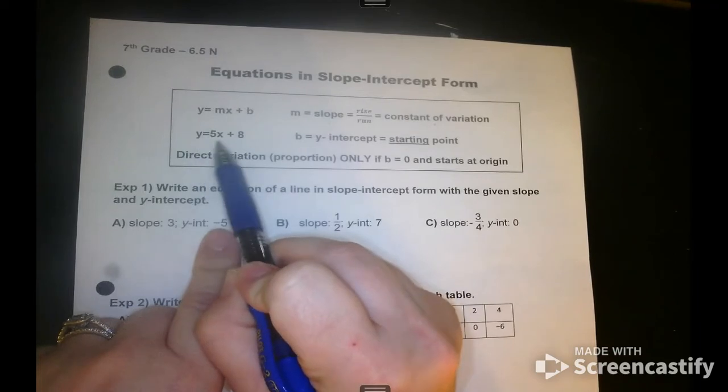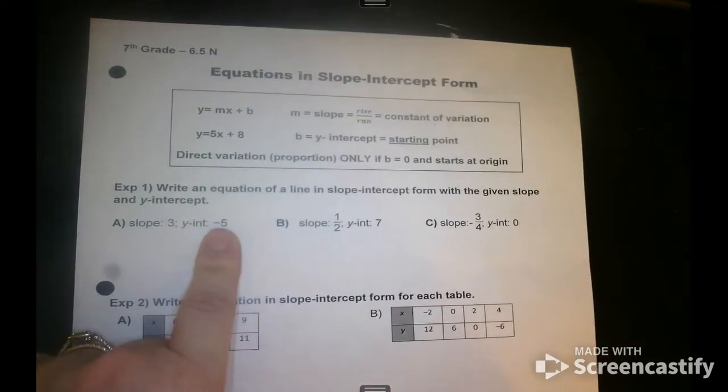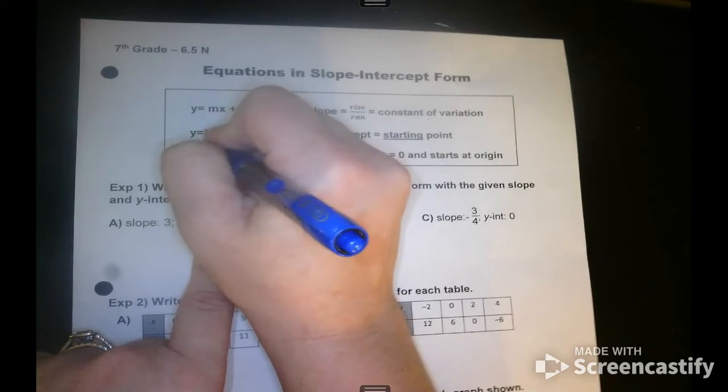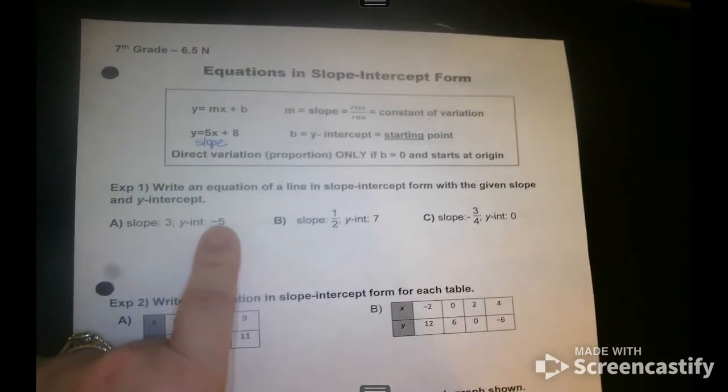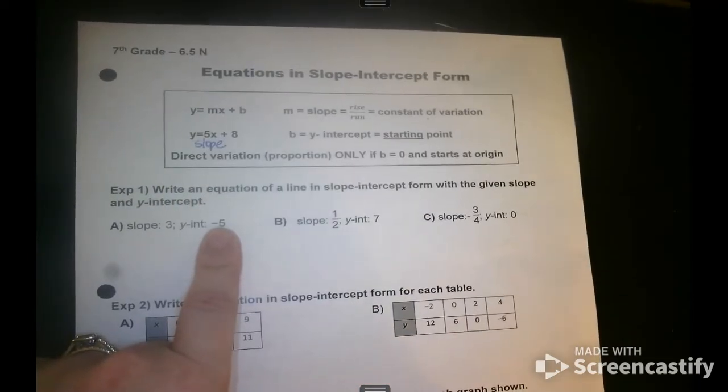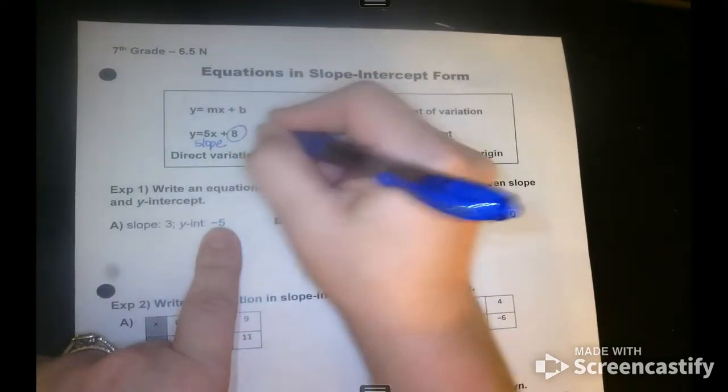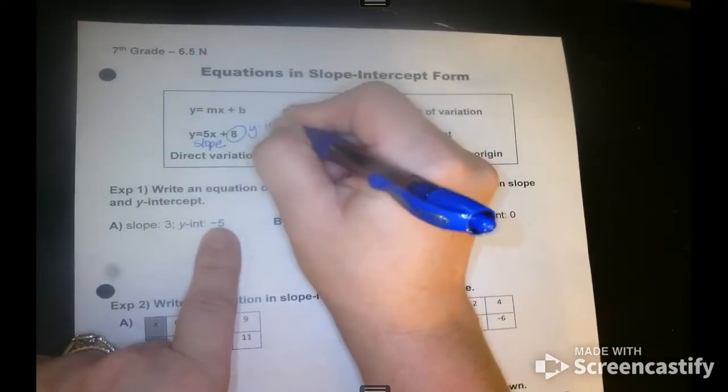Now, in this equation, what is my slope? 5. So this is my slope. What was my y-intercept? Negative 5. It's 8. Oh, 8. My bad.